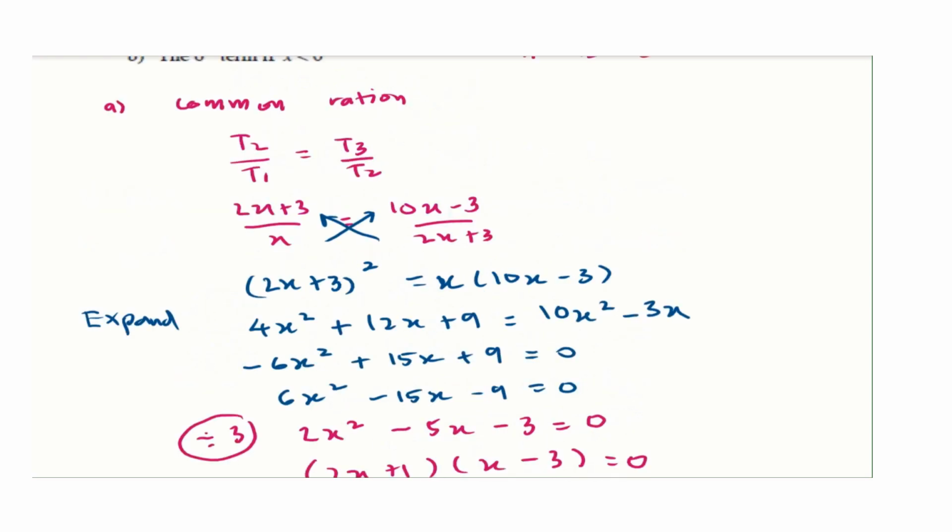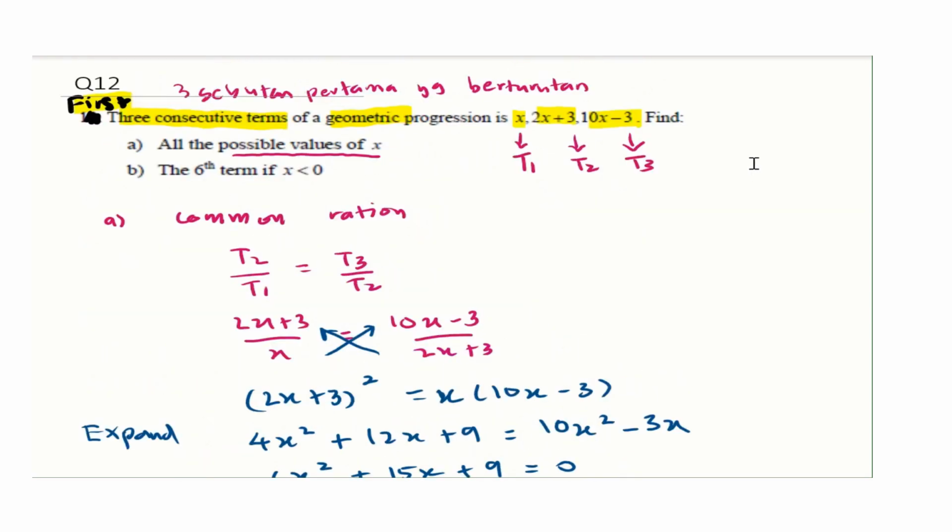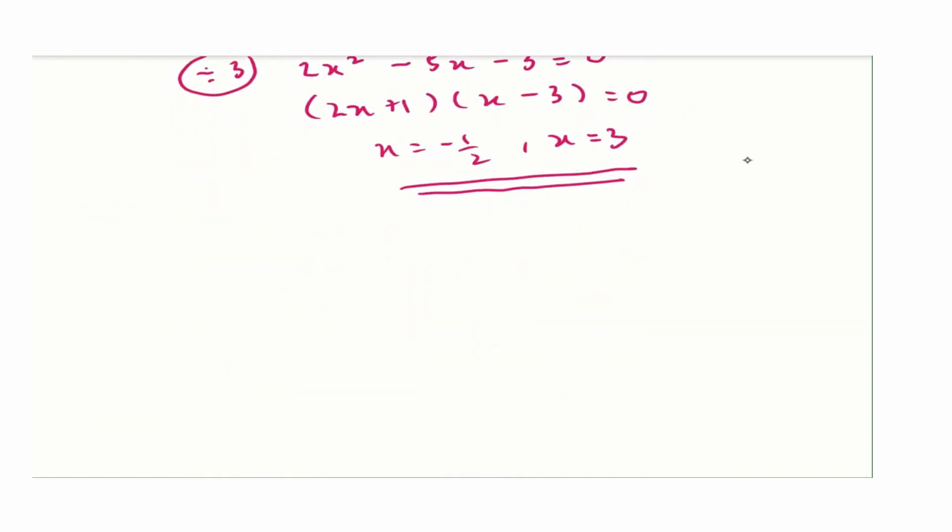Okay. Then we continue with question B. Find the sixth term if x is less than 0. So for question B, the question wants T6 if x is less than 0. If x is less than 0, it means that our x should be negative 1 over 2. So we choose this one, because if x equals 3, then x is more than 0. So this is the choice according to what the question wants.